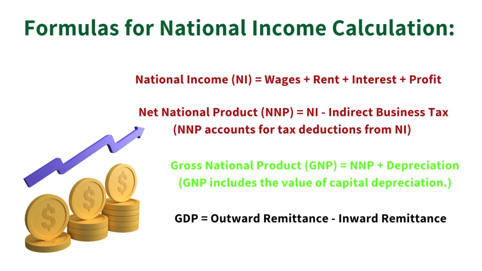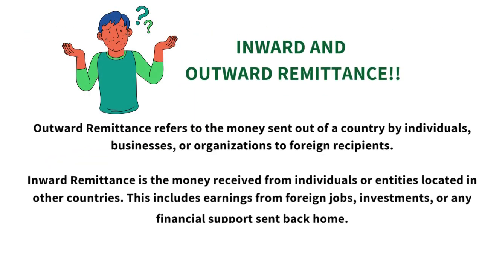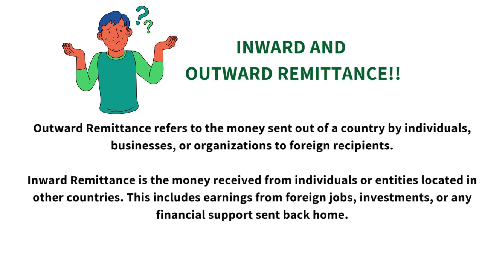Our next topic is formula for national income calculation. National income equals wages plus rent plus interest plus profit. Net national product equals national income minus indirect business tax. Gross national product equals net national product plus depreciation. Gross domestic product equals outward remittance minus inward remittance.